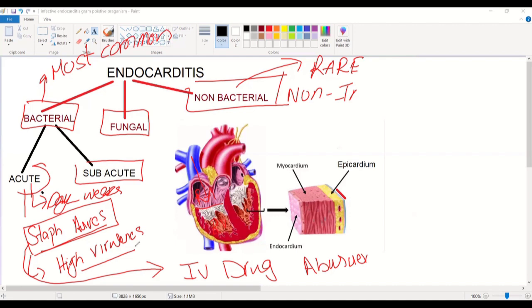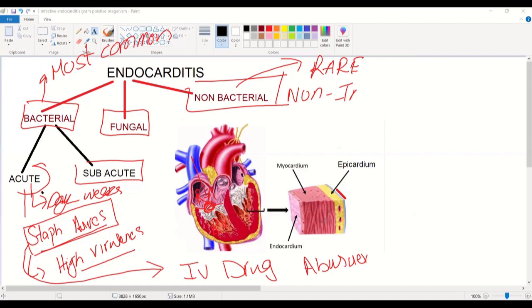Okay, so in IV drug abusers, basically the injected particles damage the valves, the tricuspid valve, right? So this micro damage facilitates bacterial attachment. You inject something in the vein, the injected particle damages the tricuspid valve, and this damaged valve facilitates the bacterial attachment.